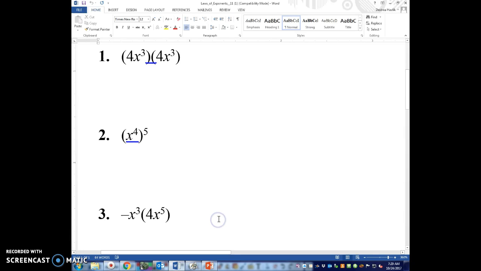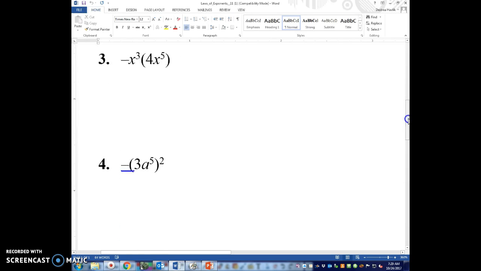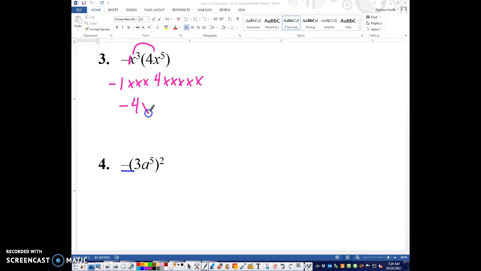Let's look at number 3. Now the first thing with number 3 that we're going to do is we're going to distribute what's in front. This times this. Okay, remember there's this negative 1 here. Don't forget about that. So we'll write it out. Negative 1, x, x, x. And then we have 4, x, x, x, x, x. What's negative 1 times 4? Negative 4. Then how many x's do we have? 1, 2, 3, 4, 5, 6, 7, 8. Ta-da!